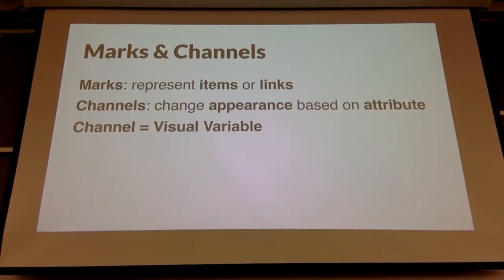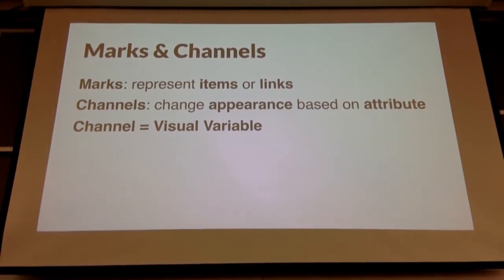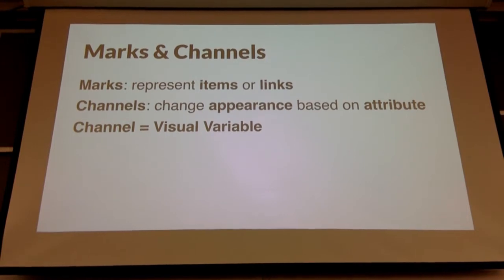So when we think about those basic visual variables, we call those marks and channels. Marks represent an item. Remember, these are our rows or independent variables from the data types, or links, connections between two items. And channels change the appearance of a mark based on an attribute. Remember that the attributes here are the dependent variables. So if we have person A, that person would be a mark, and the height of the person would be encoded in the channel.